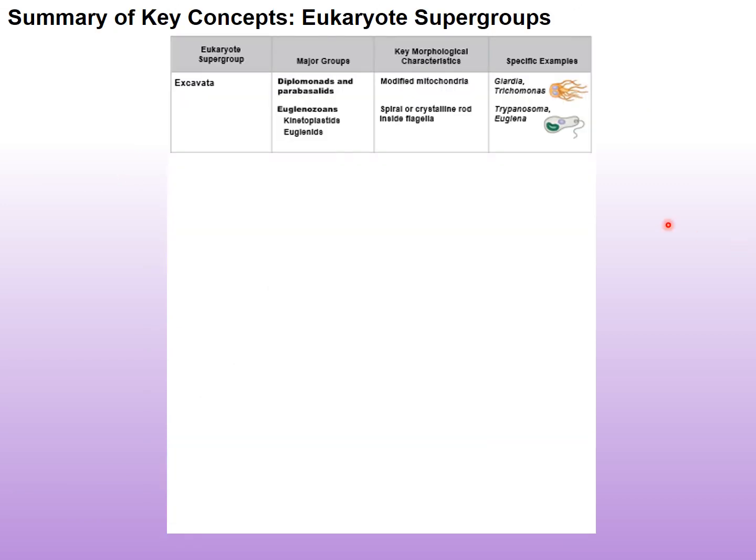Now, this is a key summary of the excavates. So remember, the excavates include the Diplomonads, the parabasalids, and the Euglenozoans. And the Euglenozoans further divide into the Kinetoplastids and the Euglenids. And these are some key characteristics and some examples, which may be useful to fill out your table. All right, on to the next segment.